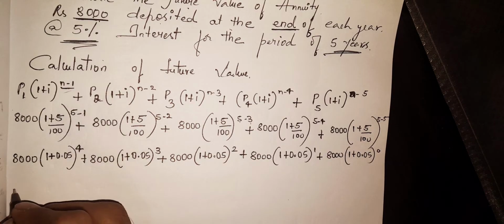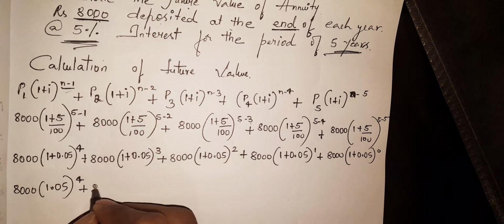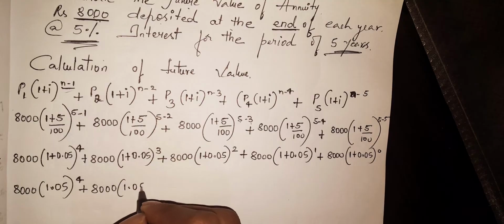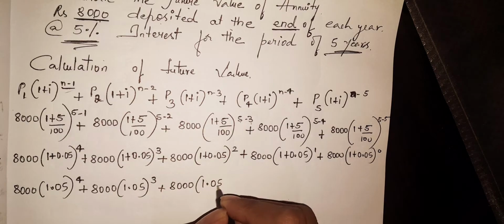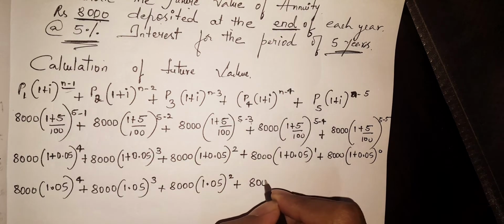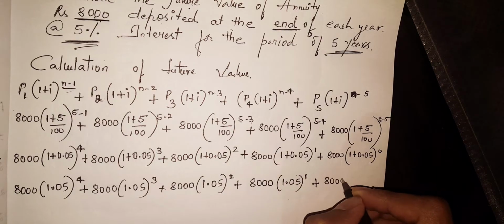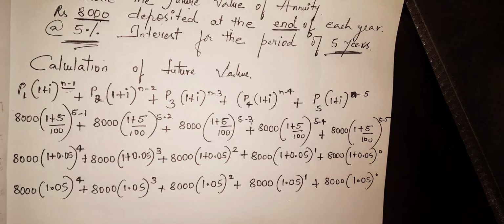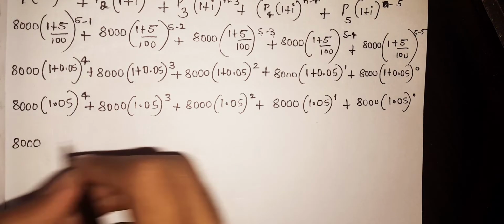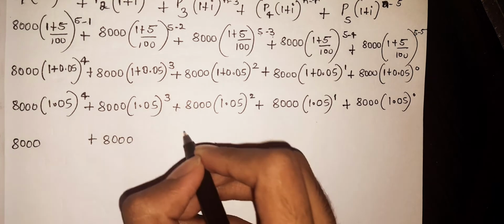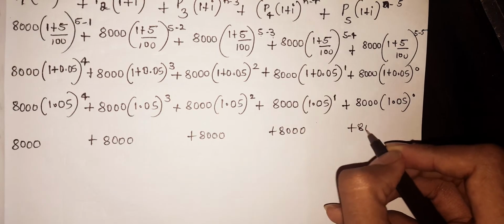Now keep adding. 8,000 into 1.05 to the power of 4, plus 8,000 into 1.05 to the power of 3, plus 8,000 into 1.05 to the power of 2, plus 8,000 into 1.05 to the power of 1, plus 8,000 into 1.05 to the power of 0. Now just write the amounts: 8,000 plus 8,000 plus 8,000 plus 8,000 plus 8,000.